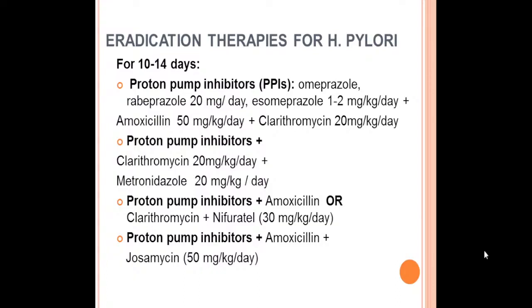nifuratel in a dose of 30 mg per kg per day. Maybe a combination of proton pump inhibitor plus amoxicillin plus josamycin. In first line therapy, 3-component first line therapy, bismuth is absent: proton pump inhibitor with 2 antibiotics, or proton pump inhibitor, antibiotics and metronidazole, or proton pump inhibitor, antibiotics and nifuratel, or proton pump inhibitor, amoxicillin and josamycin.